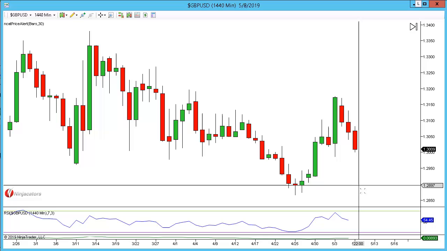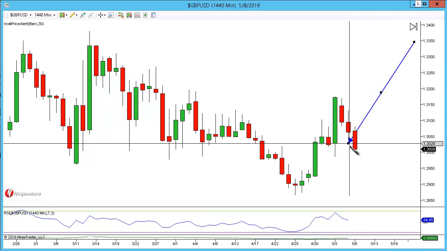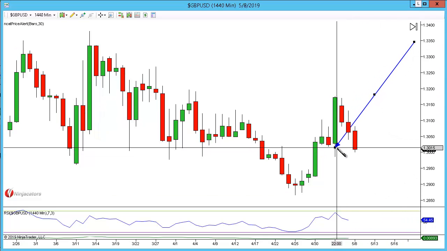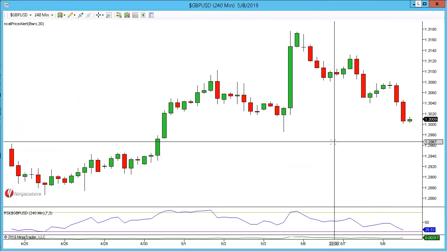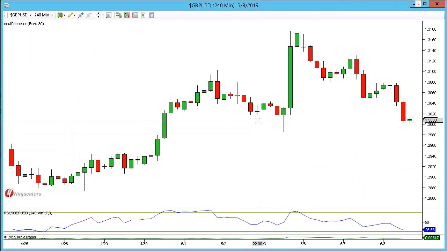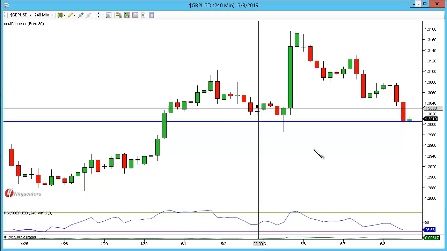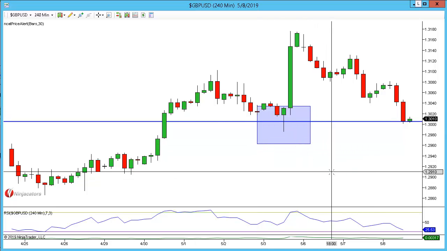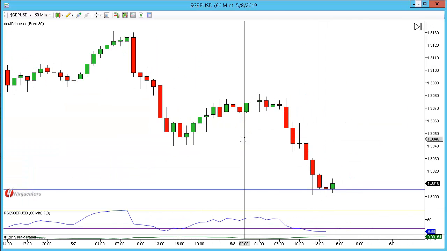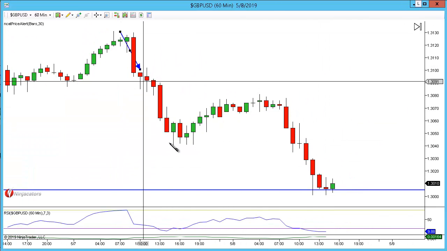But basically here on the dailies we've been coming lower, and we are down into the structure level just here, which we can see better on the 240. Put a structure level in and you can see that we're trading within this zone. Let's go and take a look at the 60. Not a great deal here, to be honest.